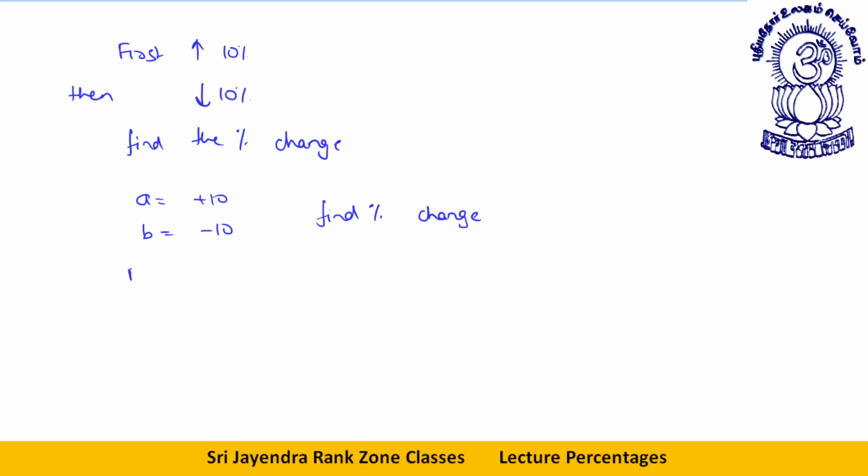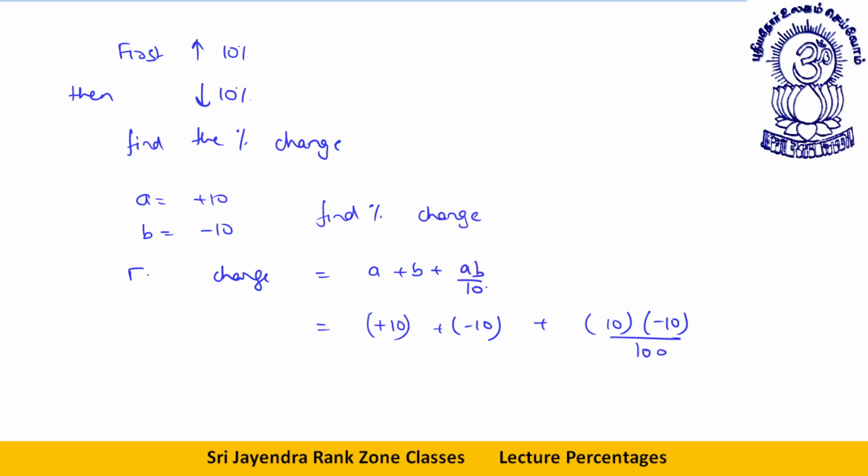Okay. So final change will be what? A plus B plus AB by 100. Look, what is A? A is plus 10. B is minus 10. Plus 10 into minus 10 by 100. Now these will always cancel. So what will be your answer? It will be minus 10 square by 100. This much percent. Now this is equal to minus 1%.